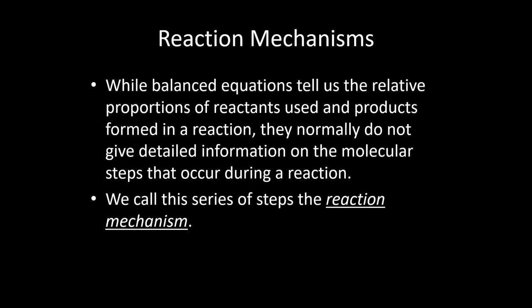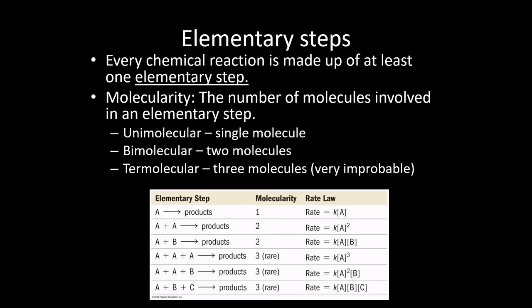The thing that does give us information on the detailed step-by-step process of the reaction is what we call a reaction mechanism. The reaction mechanism tells us the step-by-step process that needs to occur, each individual collision between molecules that needs to occur for a reaction to happen. So, most chemical reactions are made of more than one of what we call an elementary step. Now, there are some reactions that do take just one elementary step, but most take more than one.